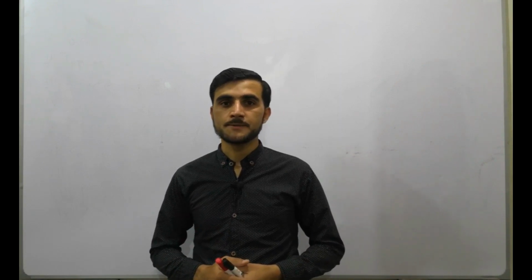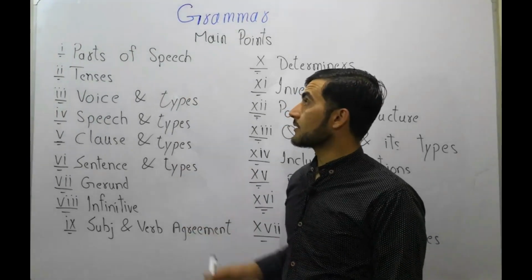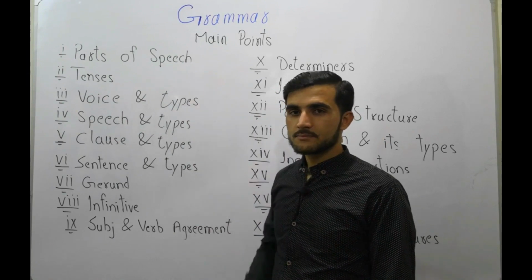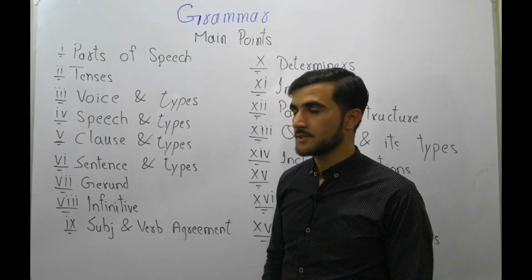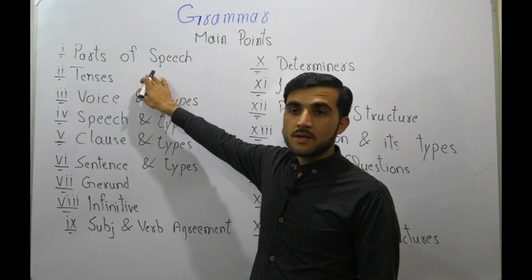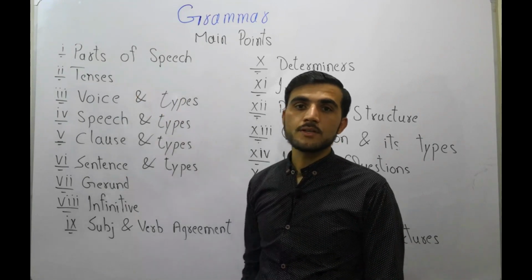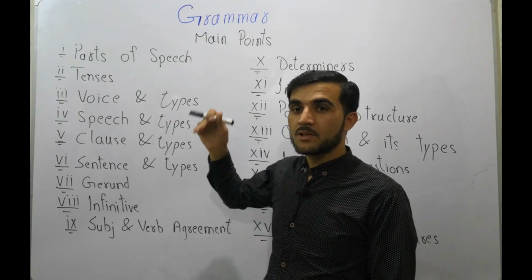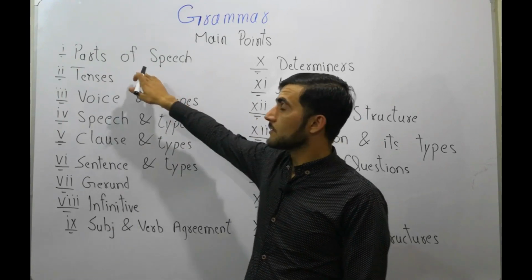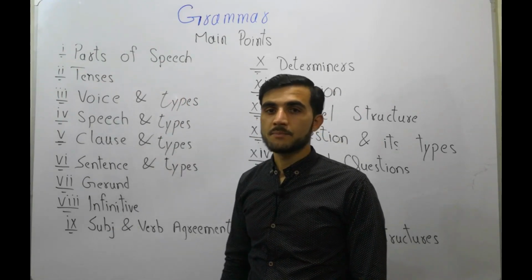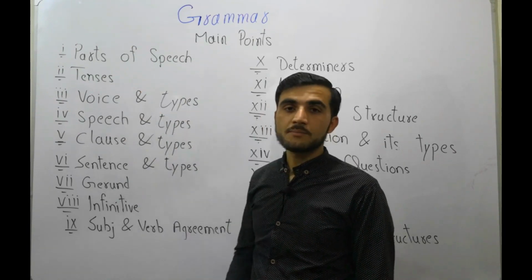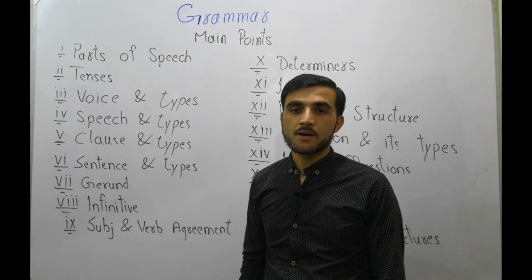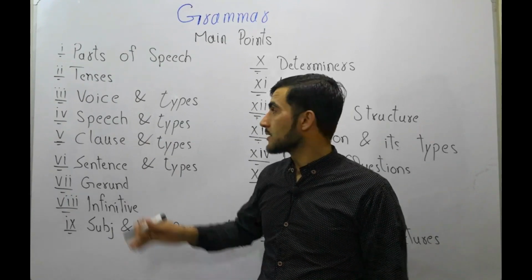Let's get started. The parts of grammar are listed here. The first part is parts of speech. Parts of speech has 8 elements, and it starts from noun and ends on interjection. Some people also add determiners. We will be teaching you determiners later on. The first priority will be parts of speech, so you can learn parts of speech here. The second one is tenses.